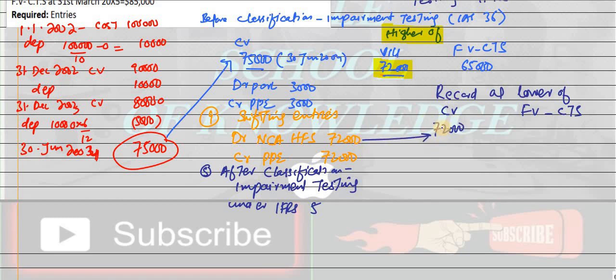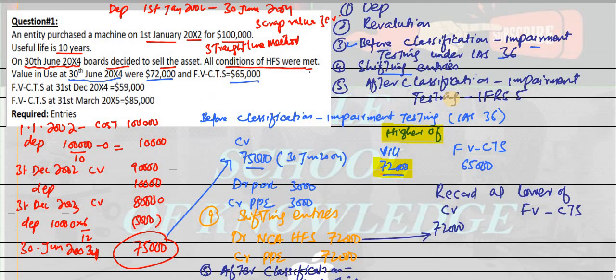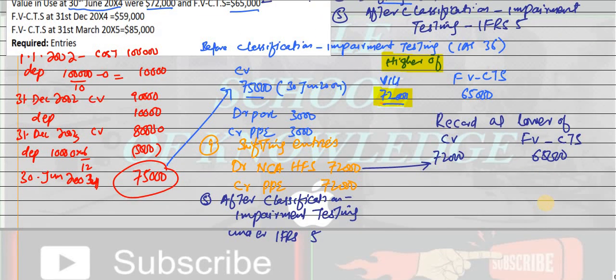This one figure. Clear? But on 30 June 2024, the fair value less cost to sell is 65. So I write here 65,000. Okay, now till this we have to record the lower of these two figures, then the lower figure will be this one.